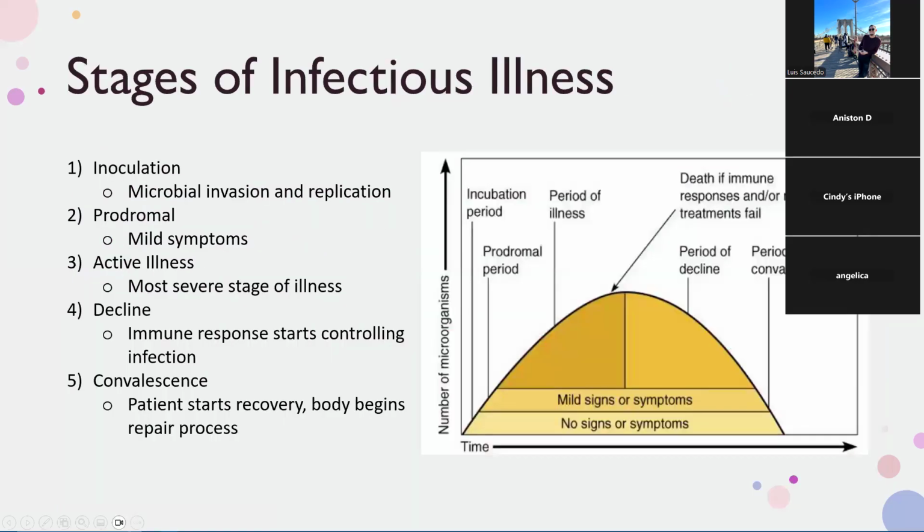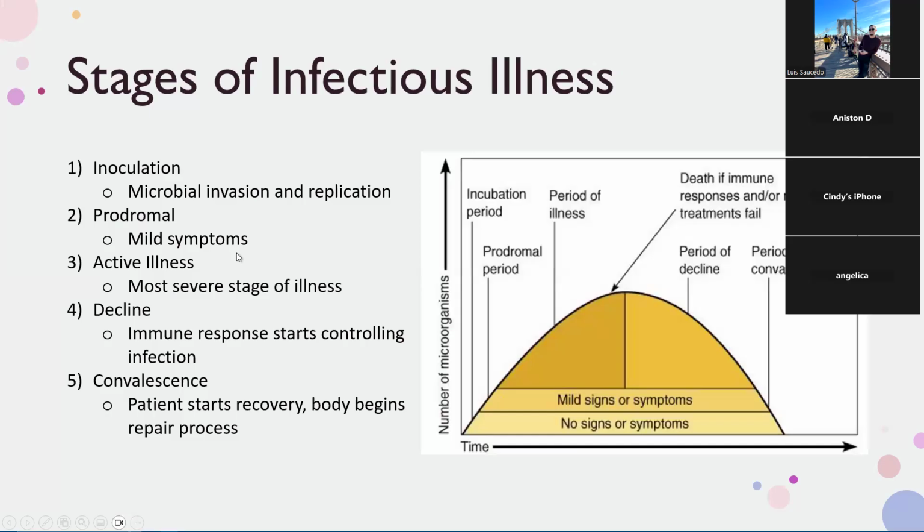Okay, stages of infectious illness. I'll use myself as an example because I just went through this recently. There are 5 stages of illness. Basically, it begins from the time that the microbe invades your body, the host, and works its way all the way until you start the recovery process, and the body is able to begin repairing its cells, its organs, etc.